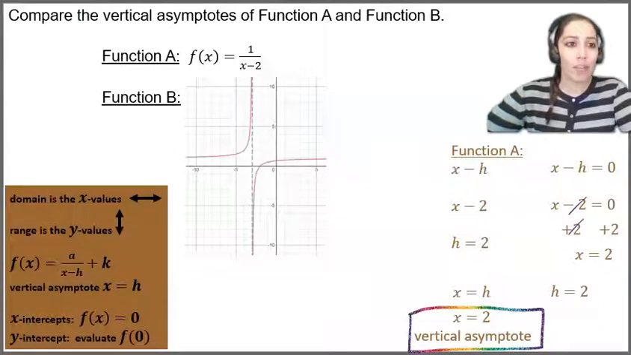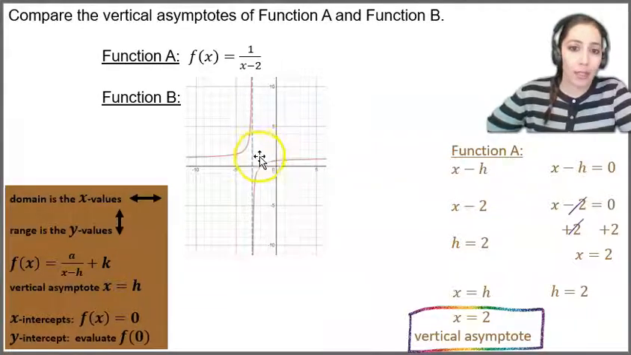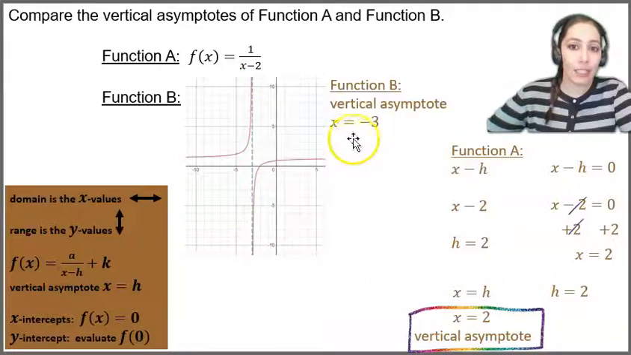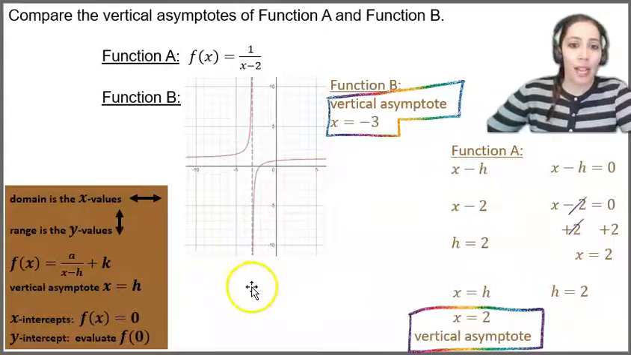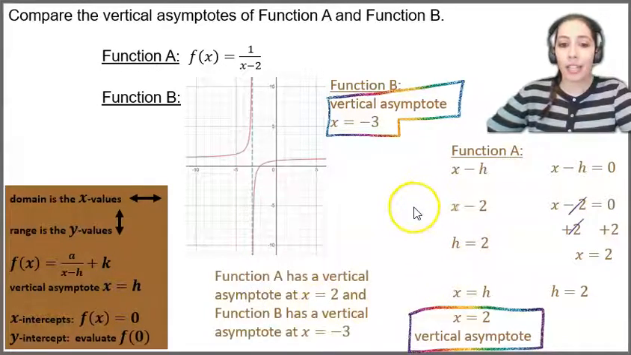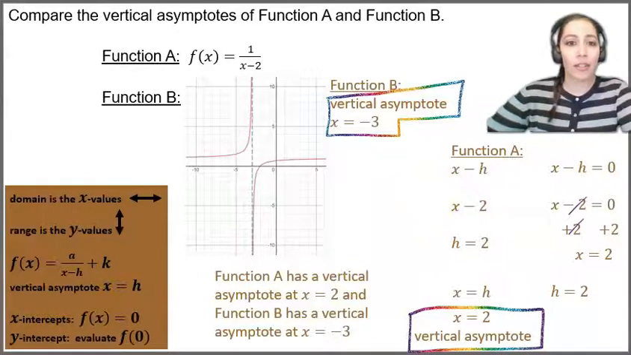Now when we look at function b, you can see that I just have a graph here. They don't tell me the function at all. So I have to look at the graph to get the vertical asymptote. And I can see the vertical asymptote is this dashed line right here, and that looks like it's at x equals negative 3. So the vertical asymptote for function b is x equals negative 3. Now if I'm going to compare these two asymptotes, I could say something along the lines that function a has a vertical asymptote at x equals 2, and function b has a vertical asymptote at x equals negative 3.